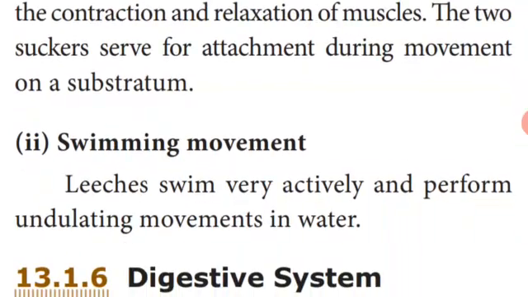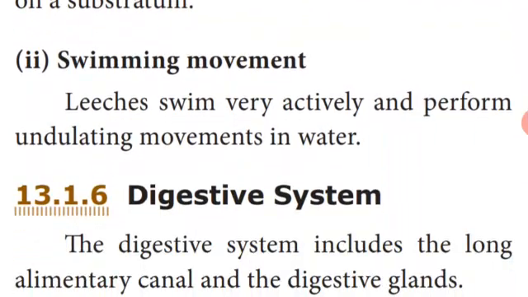Next one is swimming movement. The leech swims very actively and performs undulating movement. Undulating means seamless or wave-like movement that acts to propel the leech forward, that is, moving.